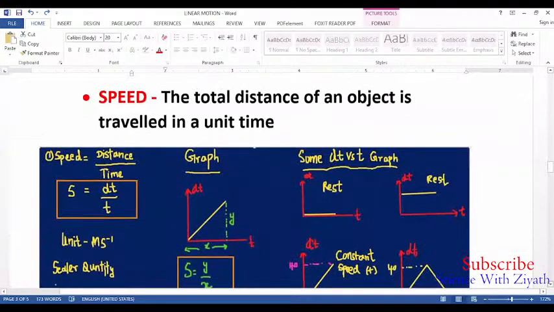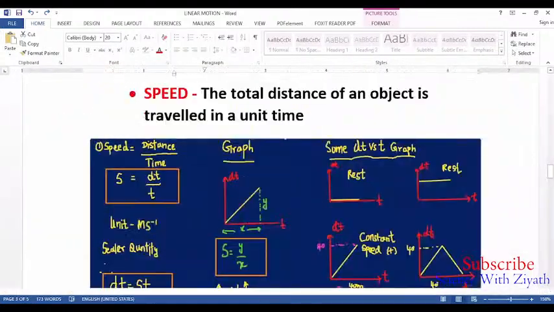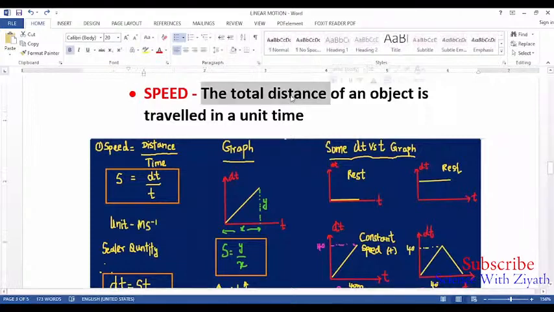So up to now we have discussed what is distance and what is displacement. The next basic idea, the theory we are going to talk about, is speed. Simply, the speed definition says what? The total distance. Look at this one, distance. The total distance.